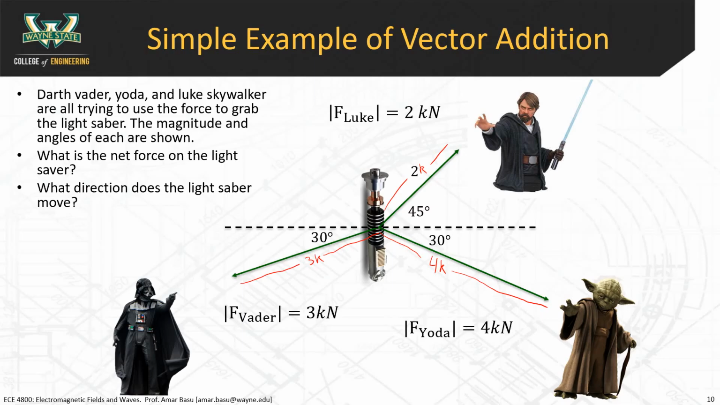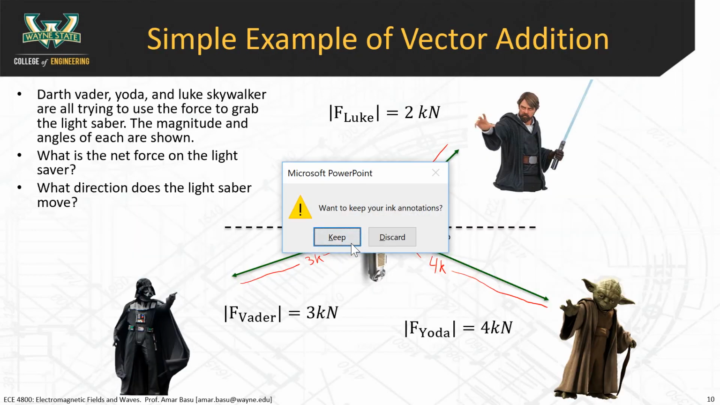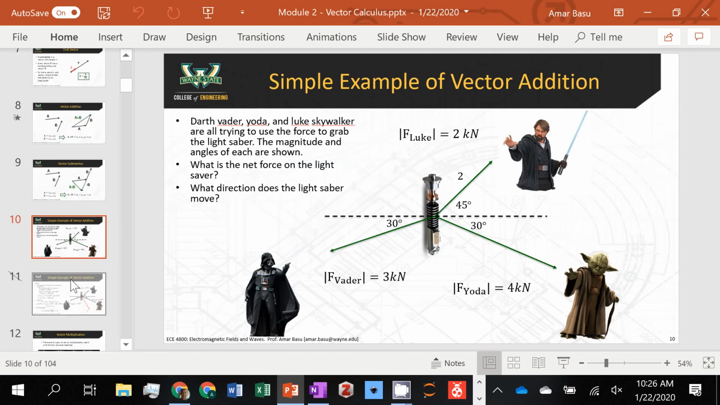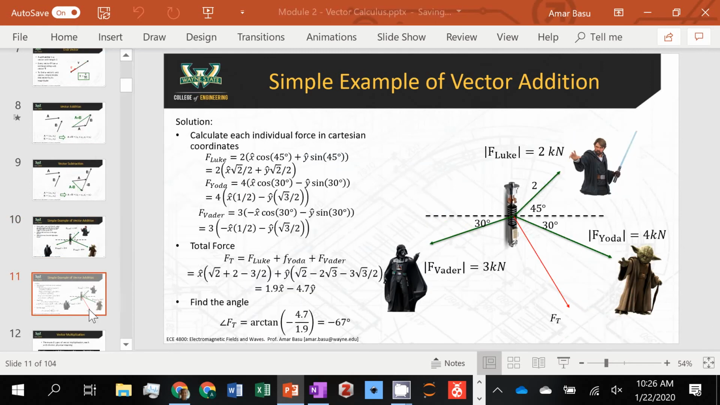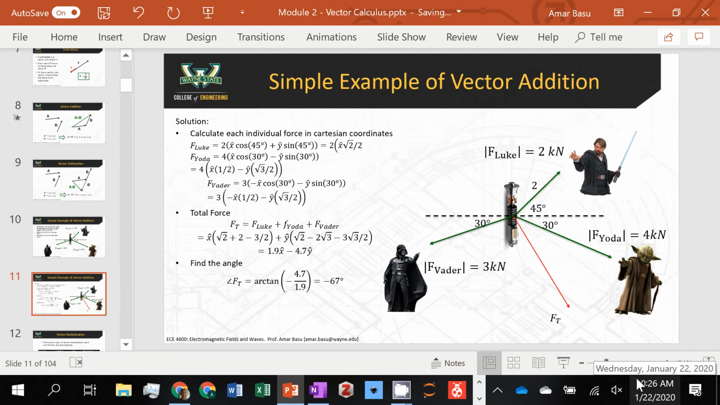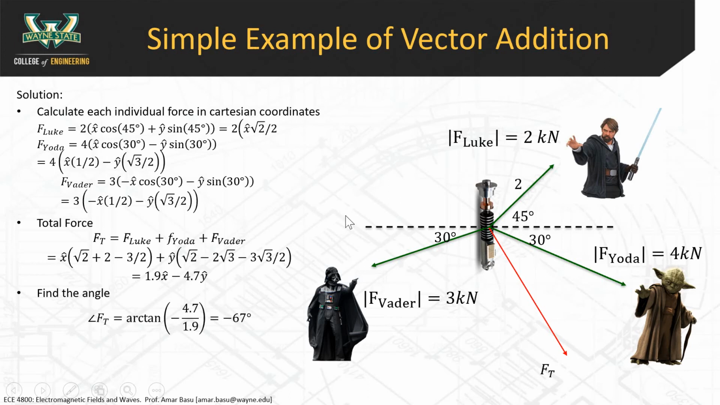And I'm just going to skip ahead here. Here's the solution slide. Okay, and I must have made some kind of calculation error here because the numbers I got here were different: 1.9 x hat minus 4.7 y hat. I'm not going to bother fixing up the calculations because the process is really what's important here.